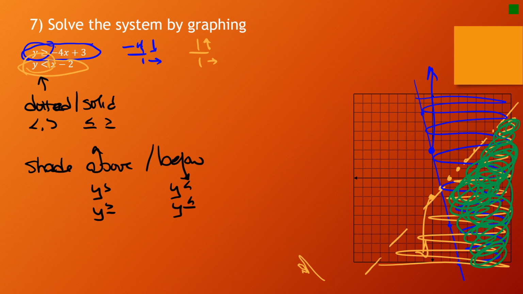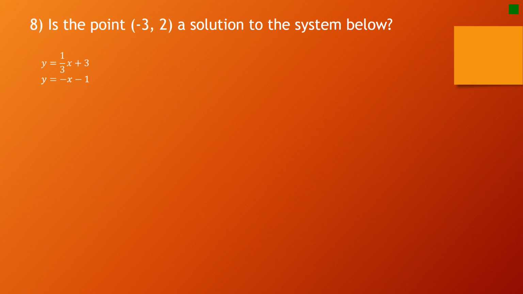So we could ask you questions like, is the point (1, 1) a solution? (1, 1) right there. No. Is the point (5, 7) a solution? 1, 2, 3, 4, 5. 1, 2, 3, 4. Nope, it's up here. Okay, so it has to be a point that's somewhere in that green part.